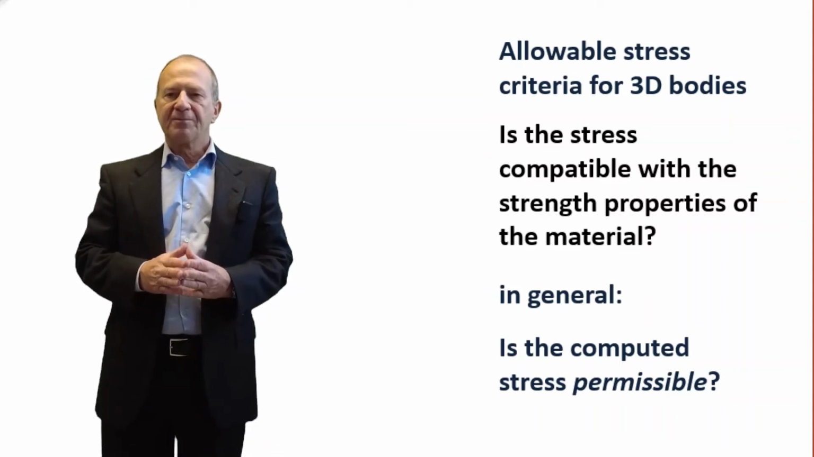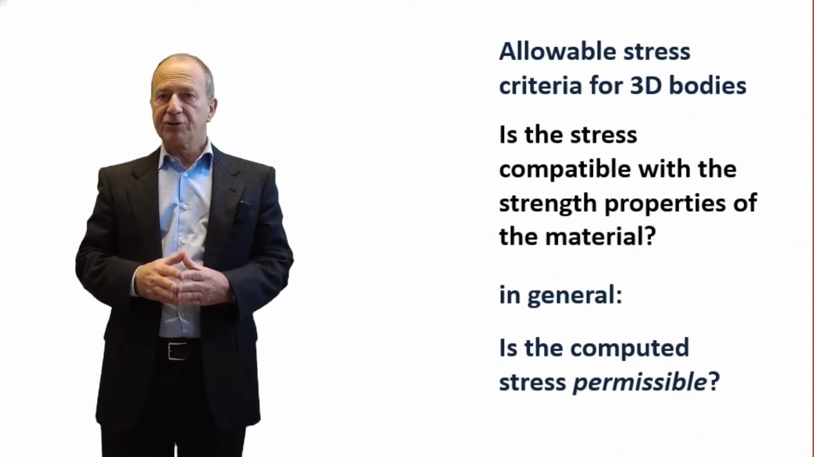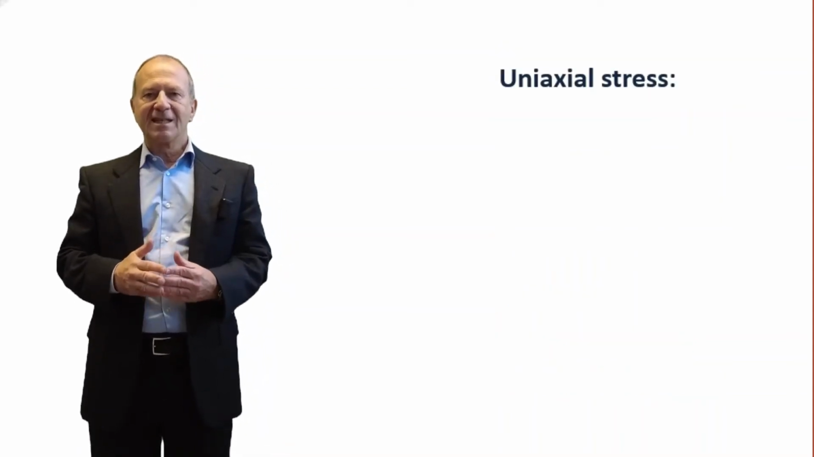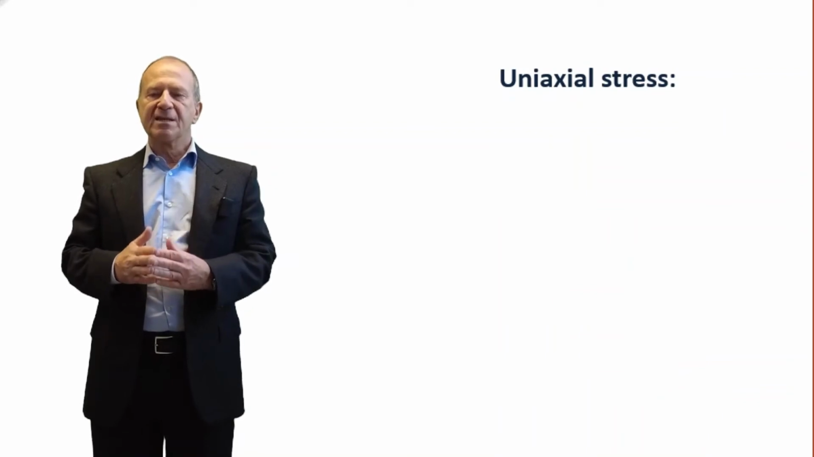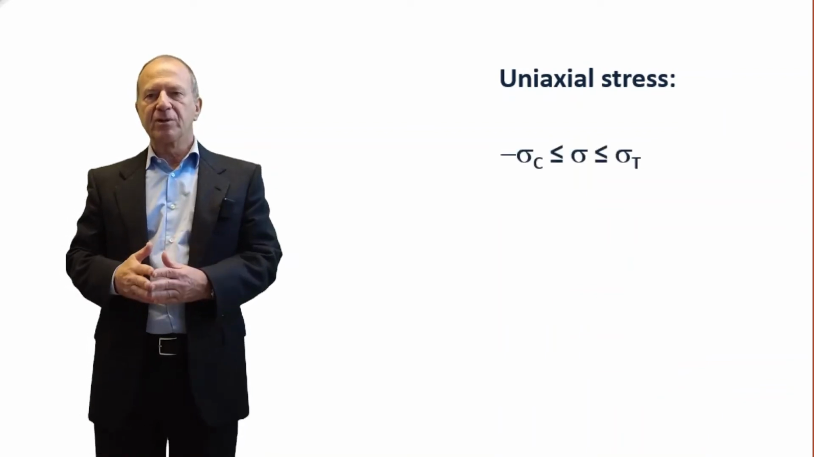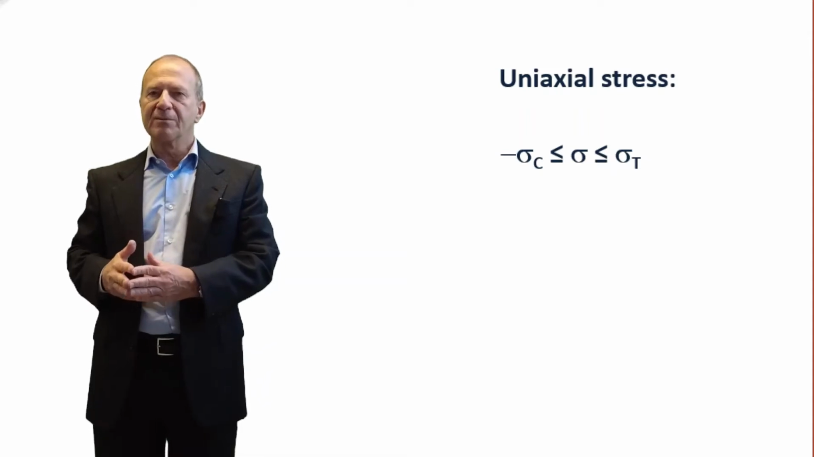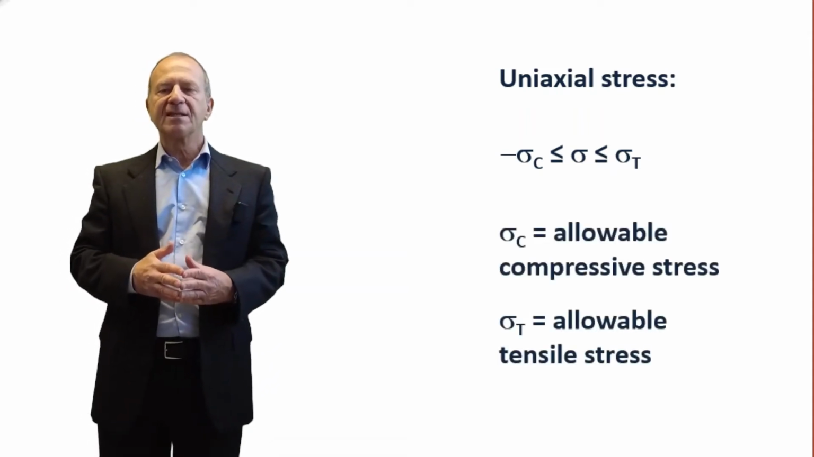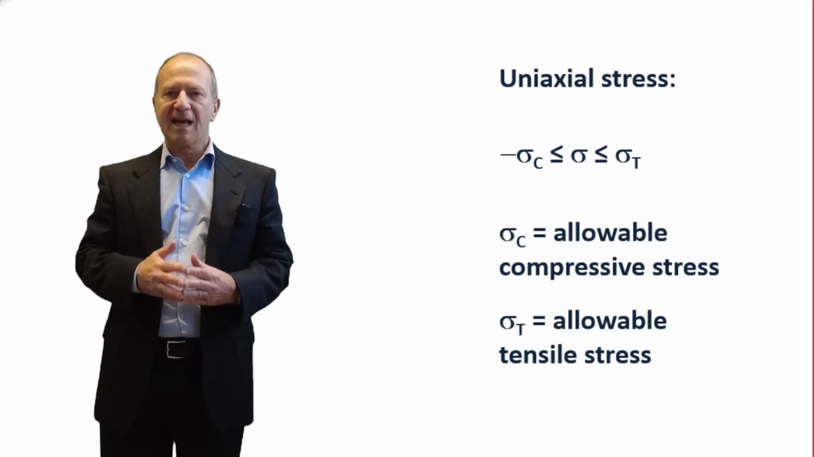How can we check the permissibility of a given stress? Well, if the stress sigma is uniaxial, we will simply check that sigma satisfies the inequality minus sigma c less than or equal to sigma less than or equal to sigma t, where sigma c is the allowable compressive stress and sigma t is the allowable tensile stress.